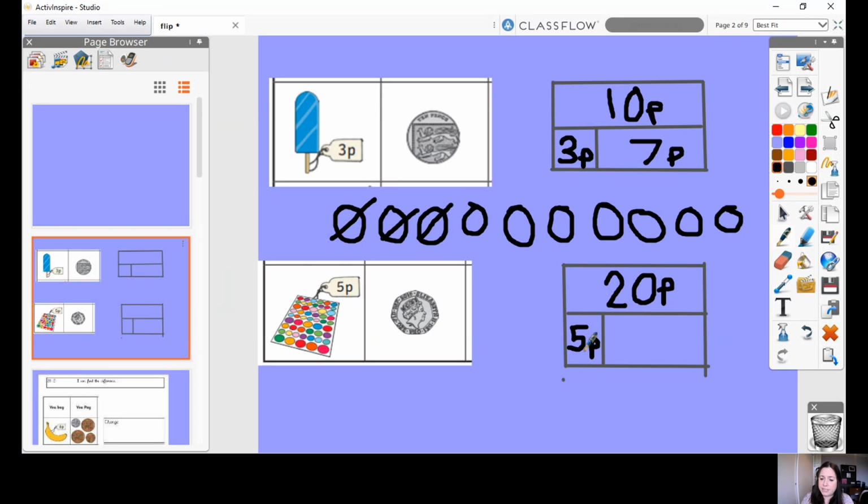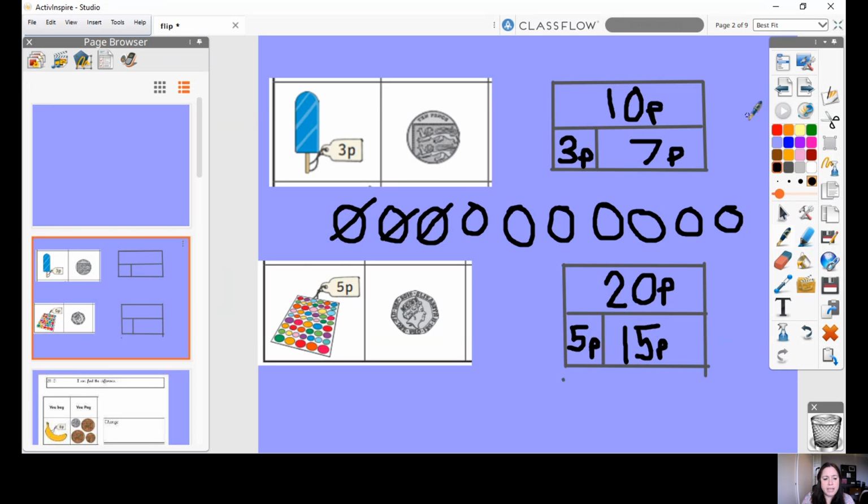Now again, you could start at 5 and you could jump up to 20. You could use your number bonds to 20, which I'm sure most of you know. If you really need to, you could draw them out. But I know that I would need another 5 to make it to 10p, and then another 10p to make it up to 20p. And 10p plus 5p is 15p. 15 and 5 make 20.